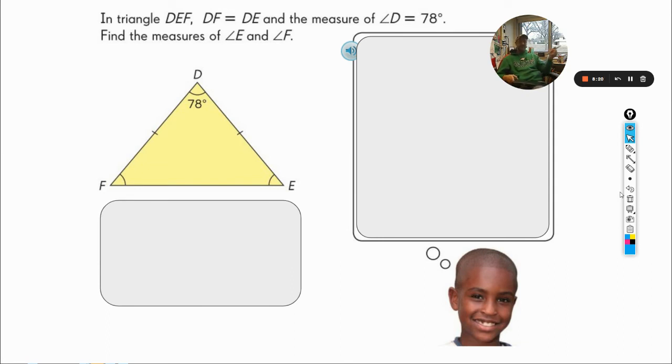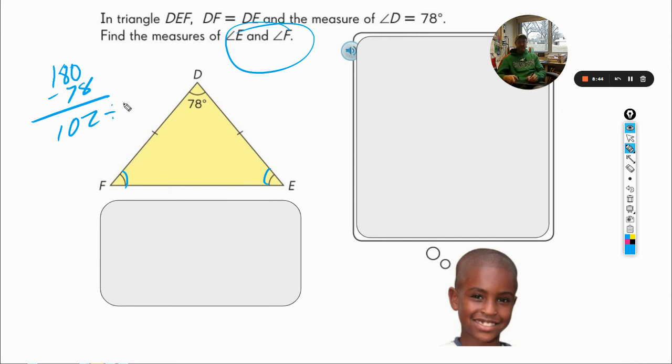All right, hopefully you got this figured out. In triangle DEF, we have the two equal sides marked, DF and DE. That means angle F and angle E are equal. Find the measure of angles E and F. So what we're going to do is 180 minus 78. That's going to give us 102. And if those two are equal and add up to 102, we're going to do 102 divided by 2. And each one had better be 51, or I'm going to cry this time.